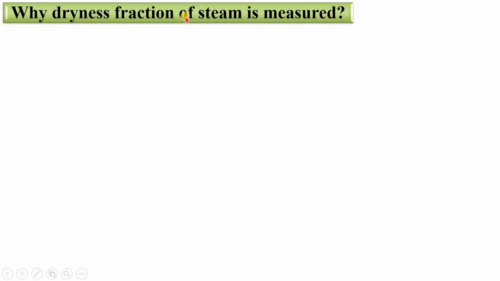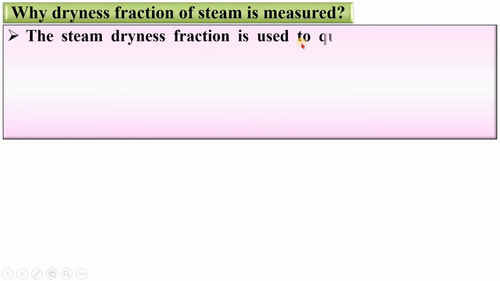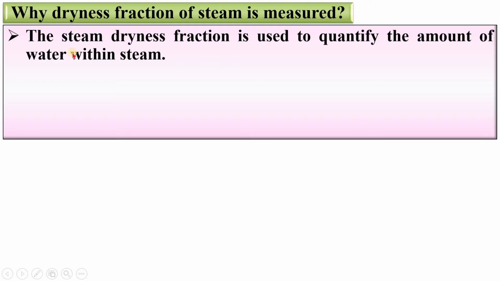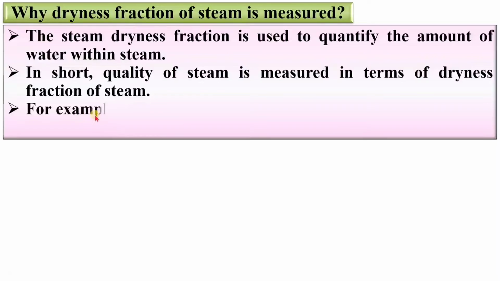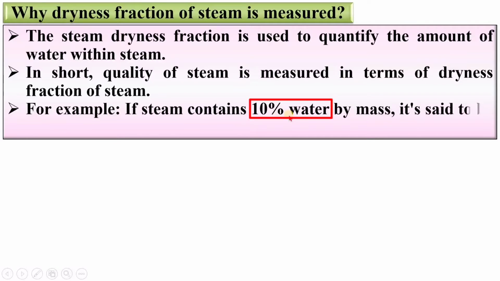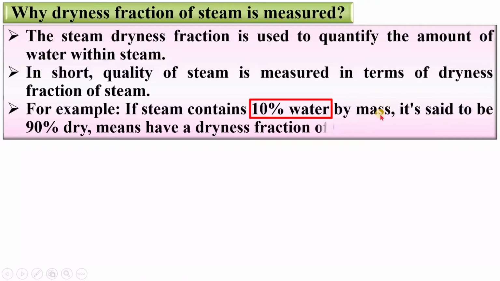Now before that, why dryness fraction of the steam is measured? The steam dryness fraction is used to quantify the amount of water within steam. In short, quality of steam is measured in terms of dryness fraction of steam. For example, if steam contains 10% water by mass, it's said to be 90% dry because of 10% of water, and so that you can say 90% is the dry portion. Means have a dryness fraction of 0.9.